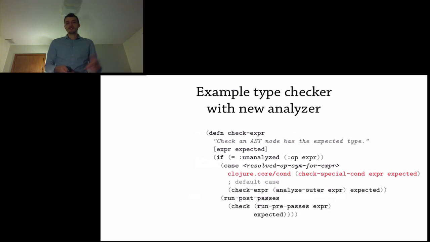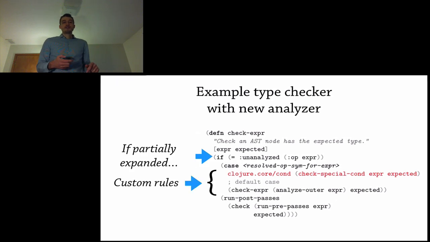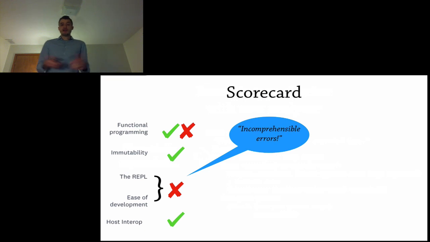So for example, here's an example type checker. It takes an expression and an expected type. And it says, if this is partially expanded, then here are some custom rules for macros. And yeah, this is it. So that was the prototype.